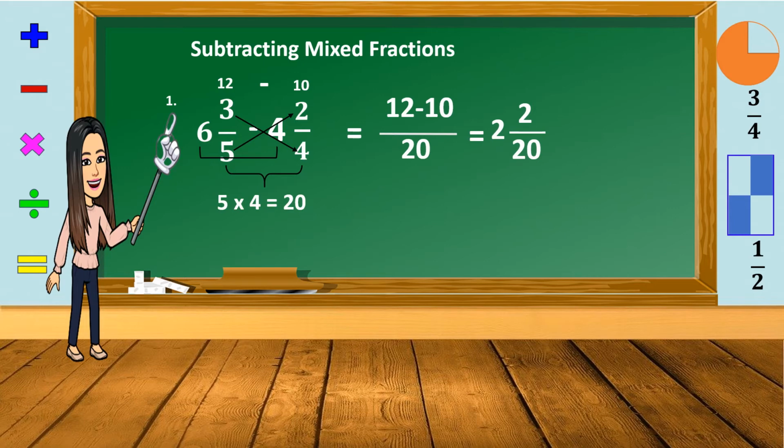After that, divide the fraction part by their GCF. So 2 and 20 can be divided by 2. 2 divided by 2, the answer is 1. 20 divided by 2 is 10, so that is 1/10. Copy your whole number, so the final answer is 2 and 1/10.